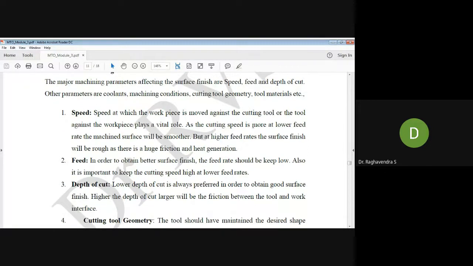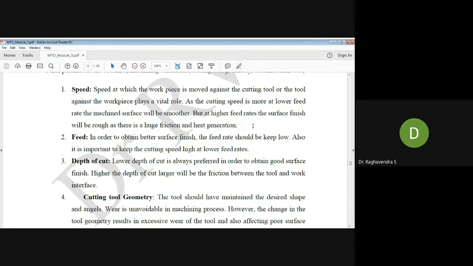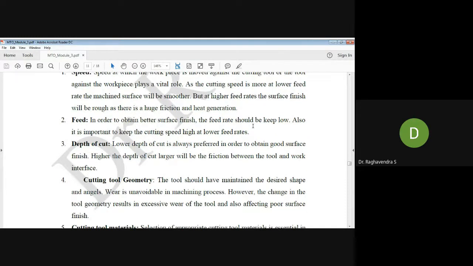Feed, as I told, should be very slow or low. Depth of cut: a lower depth of cut is always preferred in order to get a good finish. Whenever you penetrate the tool inside the workpiece, if the depth of cut is very small, then you will get a good surface finish. It means we need to do it very slowly. You should increase the depth gradually, then only good surface finish.